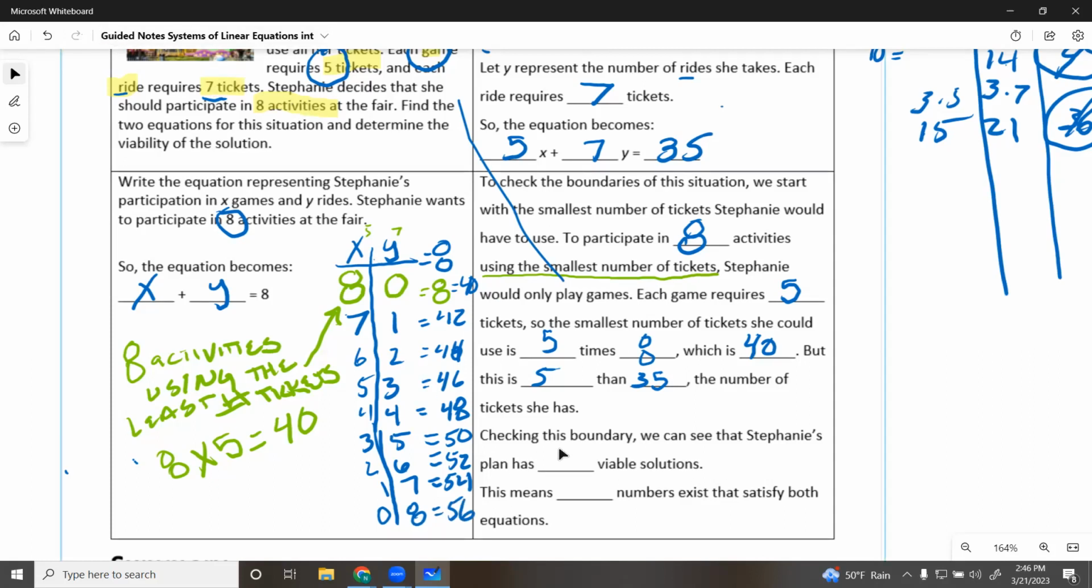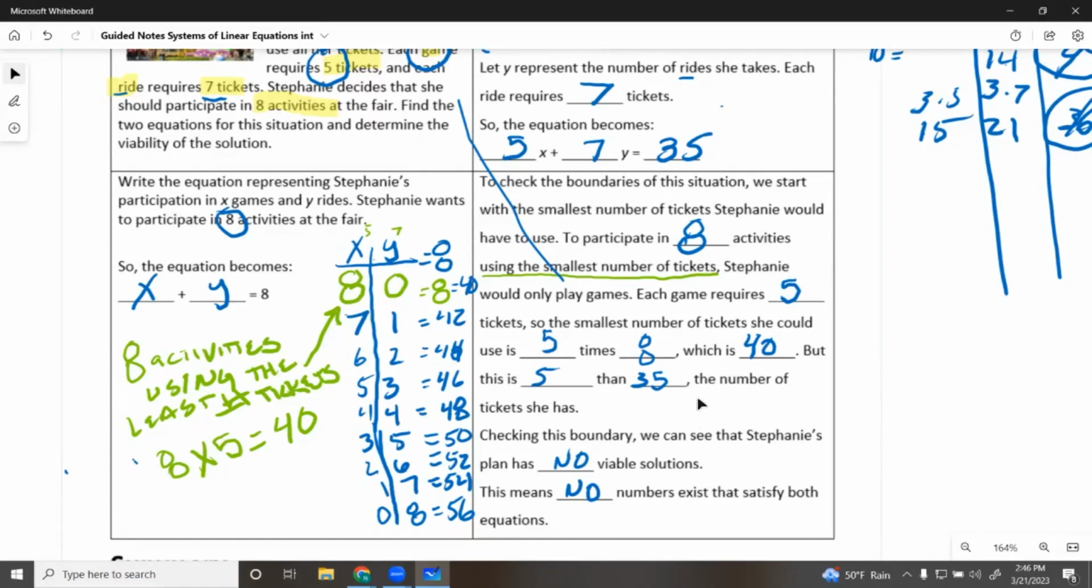So essentially, proved by going through this step, since none of these options are 35, none of these ways of doing 8 activities uses all 35 tickets. So she cannot do 8 activities with 35 tickets. So it has no viable solutions. This means no numbers exist that satisfy both equations. She cannot do both.